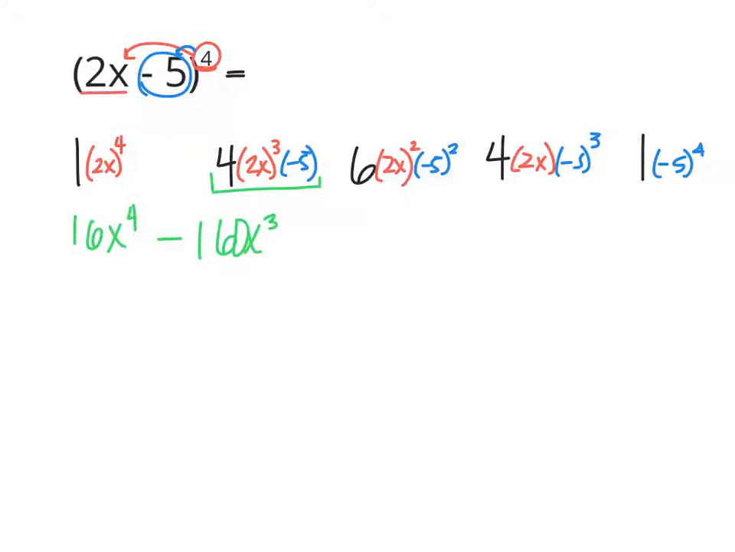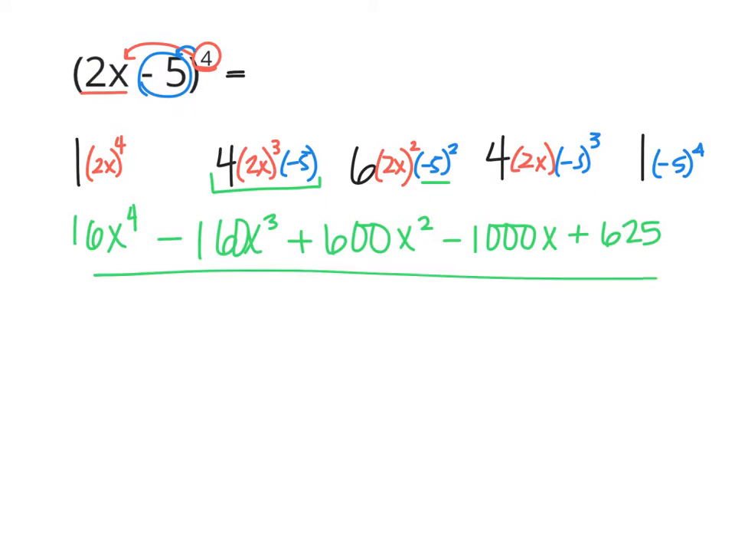Make sure you use parentheses in your calculator when you're typing that in. I'm going to get a positive number, so plus 600x squared. And this next one, I got minus 1,000x when I did 4 times 2 times negative 5 to the third. And then the last one, I think that should be 625. That is going to be plus 625. So there you go. That's your shortcut for how to expand binomials when they're raised to a power.